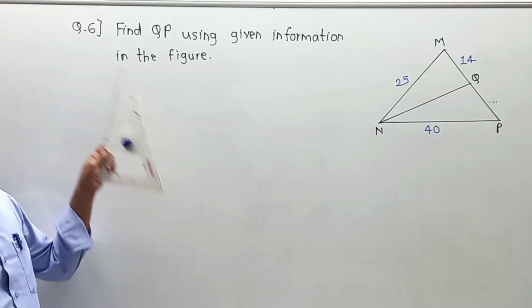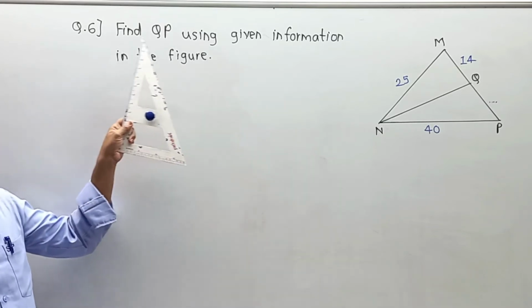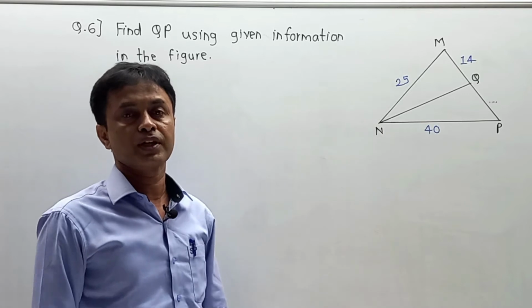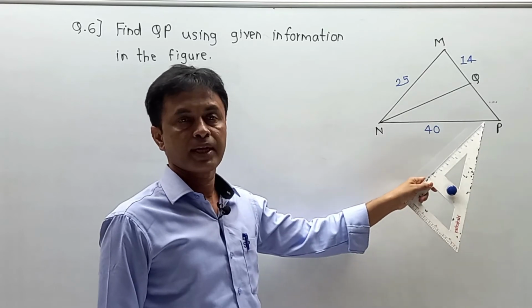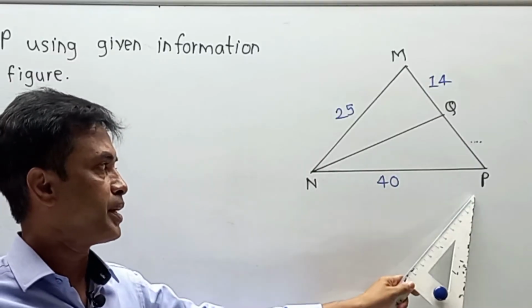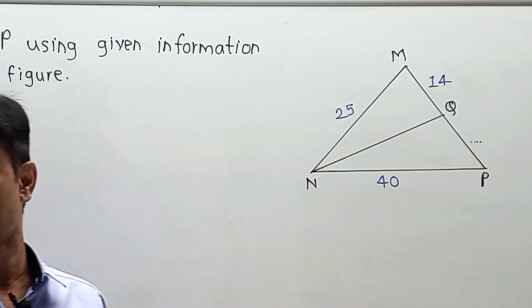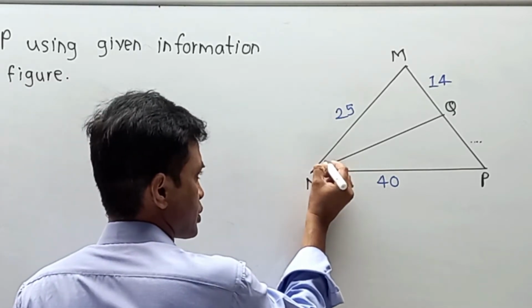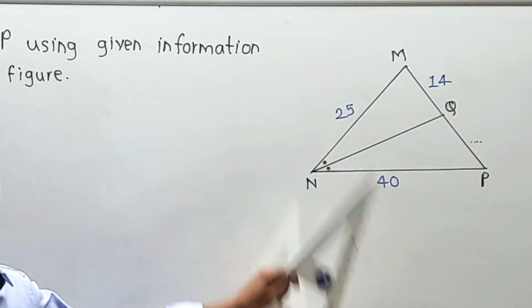Now students, moving to the next numerical, that is question number 6, and the part is: find QP using the given information in the figure. Let us try to understand the diagram which is given. They have given a triangle MNP. In that case, they have given values, that is MN is 25, NP is 40, MQ is 14, and we have to find QP. And they have given a symbol, that is the symbolic presentation of angle bisector marking, meaning due to NQ this angle gets bisected, and that is also shown in symbolic form.